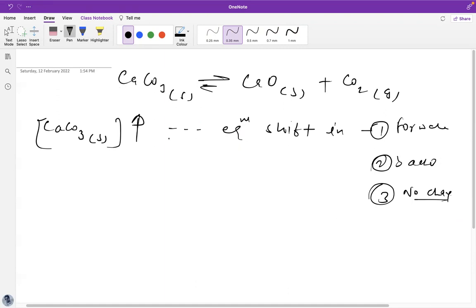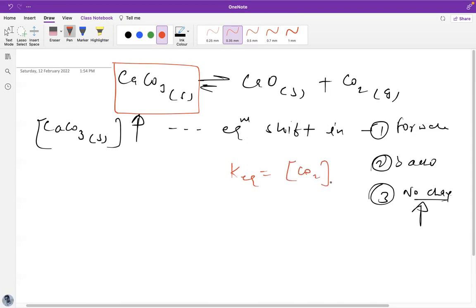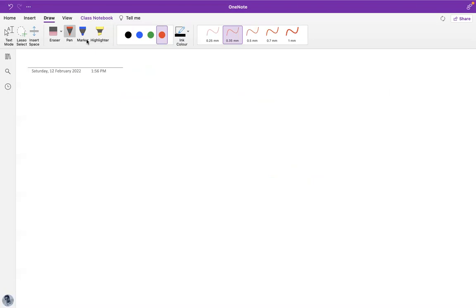Yes, now I think you got the concept. No change. You know why? Because solid concentration is not considered in the equilibrium expression. So it's just CO2 gas only. Not only this one, even if you change CaO as well, it will not influence the equilibrium direction. It will be the same, meaning no effect on equilibrium. Any doubt? Please tell me. Okay, perfect. So now the next one is the effect of pressure and volume.